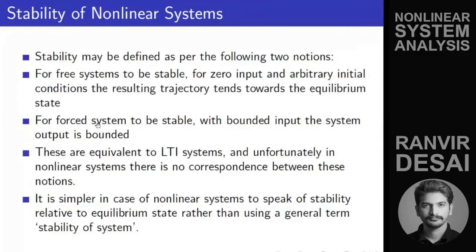So there are two ways that we can determine the stability of a system. One is put initial condition as any value and input as zero, and then check whether with respect to time that system goes to the equilibrium point or not. This is one method. And another is if you apply the input, if input is bounded, output should be bounded. So this is the general notion of stability.